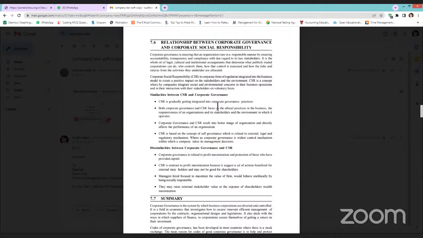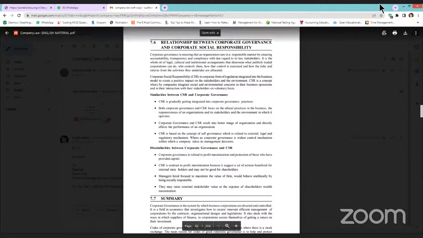The next one is corporate social responsibility. What does it mean? It's a form of regulation integrated into the business model to create a positive impact on the stakeholders and the environment. This is a concept whereby companies integrate social and environmental concerns in their business operations and in their interactions with their stakeholders on a voluntary basis.